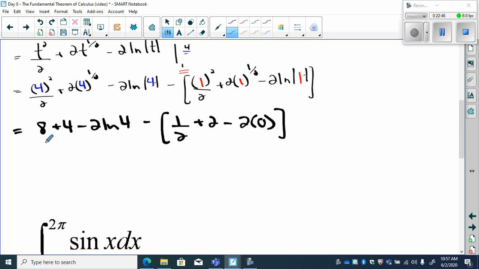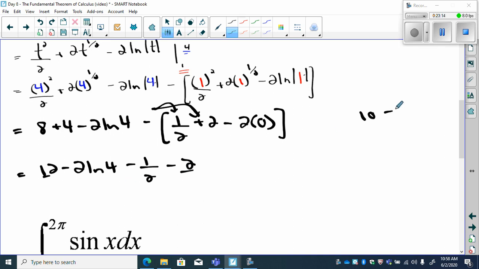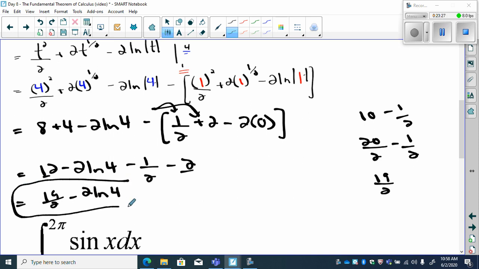So what I end up with is 8 plus 4, that's 12, minus 2 ln 4, and this would be minus 1/2 minus 2. So I'm going to distribute the negative over both of those. And when I do this, I've got 10 minus 1/2. Okay, so 12 minus 2 would give me 10. Now I got to subtract 1/2. So 10 minus 1/2 would give me 20 over 2 minus 1 over 2 would give me 19 over 2. So I would end up with 19 over 2 minus 2 ln 4 for my answer. That would be the area under the curve.